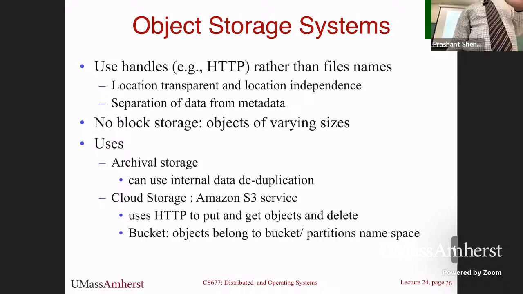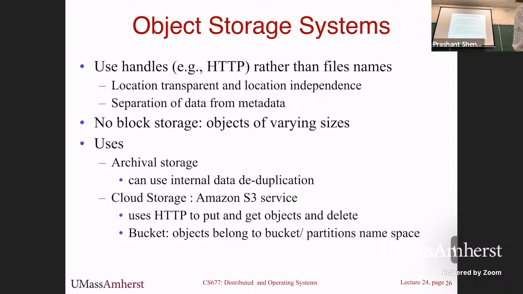You don't know it. You are just going to go and say, give me this object. It can go and find one of the replicas and get the object for you. So similar concepts, but not using the abstraction of a file for large-scale data access. Any questions about object storage systems before I move on to distributed middleware?